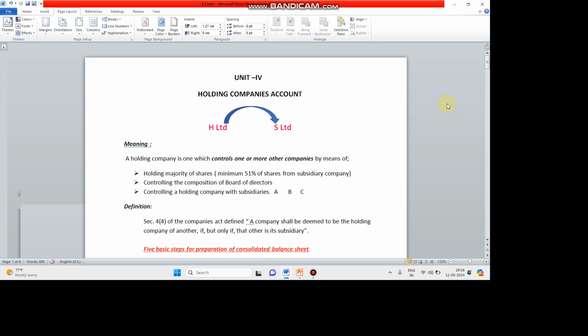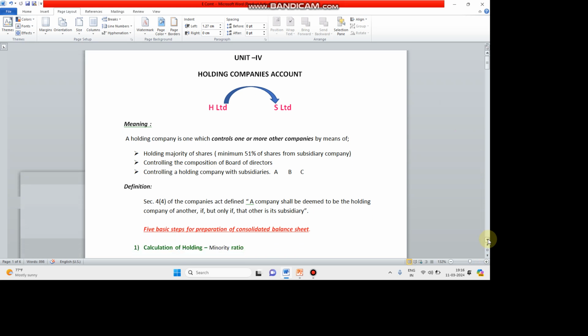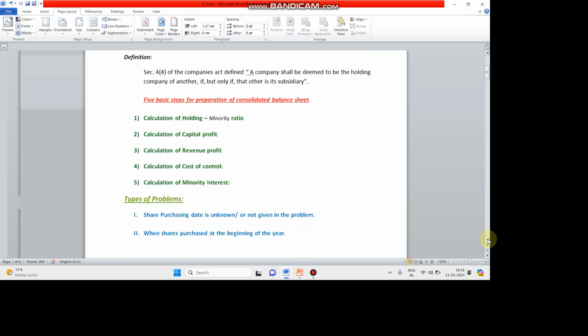In the problem, we are going to prepare the consolidated balance sheet. In order to prepare the consolidated balance sheet, there are basically 5 steps: calculation of holding and minority ratio, calculation of capital profit, calculation of revenue profit, calculation of cost of control, and step number 5, calculation of minority interest.